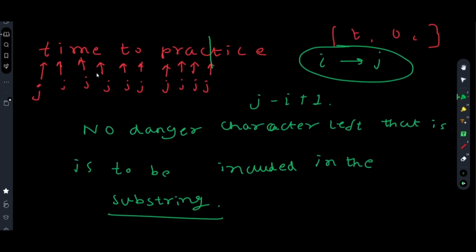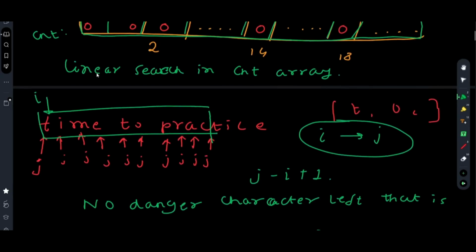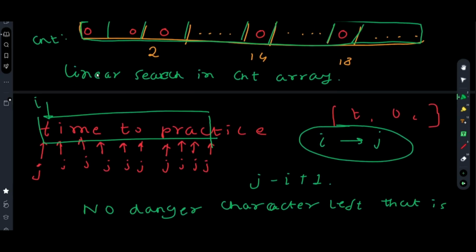Now you have to check, since this particular substring is possible, you have to see if it is possible to reduce the length of the substring and see if we can again have any substring which is still possible with a reduced length. So you start moving i. You see T is a danger character, but you're moving it out of the window.